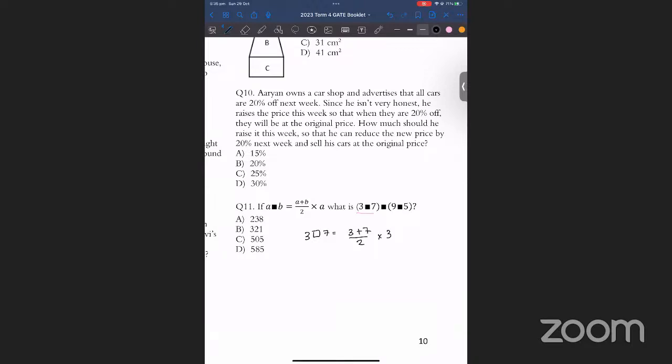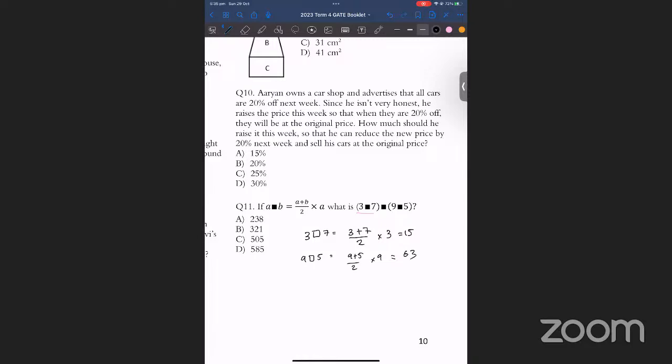Yeah. So 3 plus 7 is 10. 10 divided by 2 is 5. 5 times 3 is 15. Got it? Yes. And then we have 9 box 5. That is 9 plus 5 divided by 2 multiplied by 9. So 9 plus 5 is 14. 14 divided by 2 is 7. And 7 times 9 is 63.